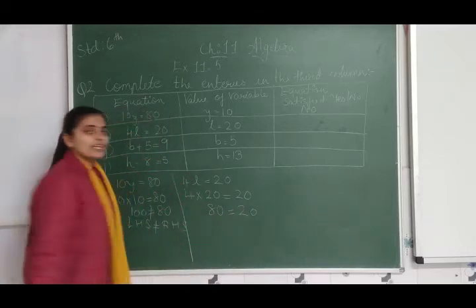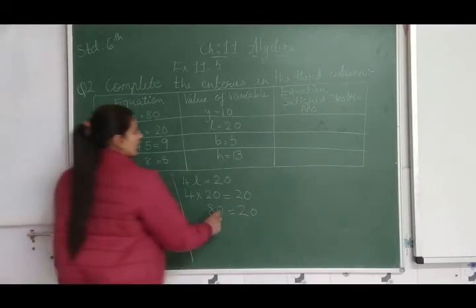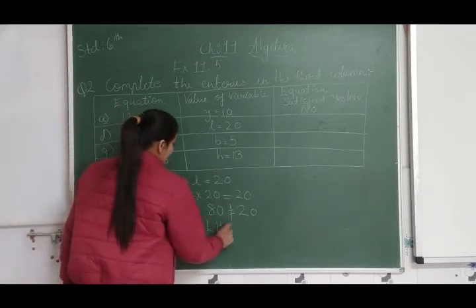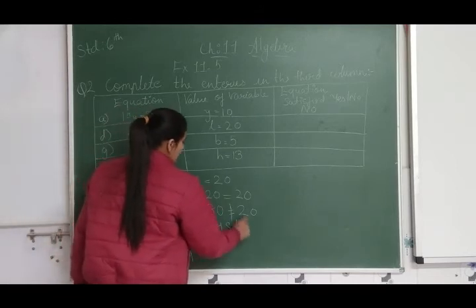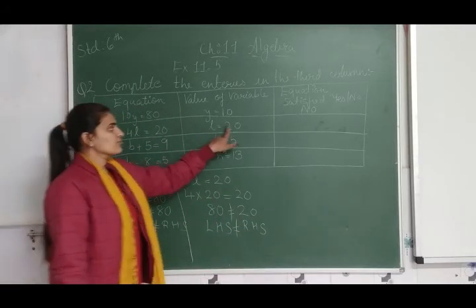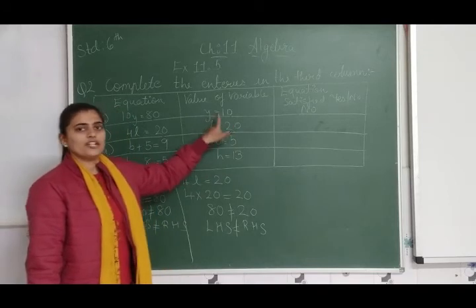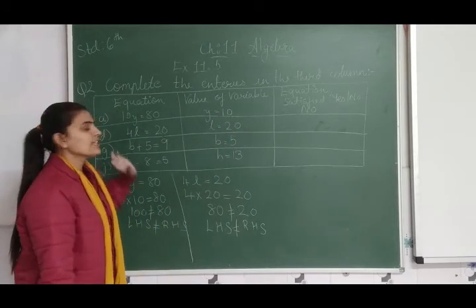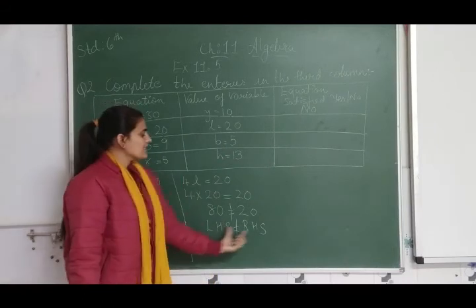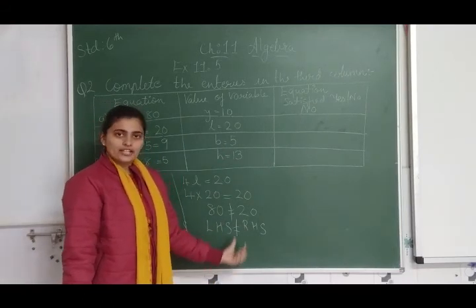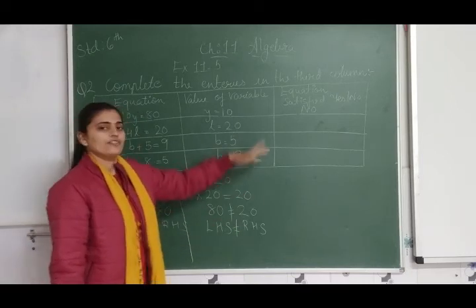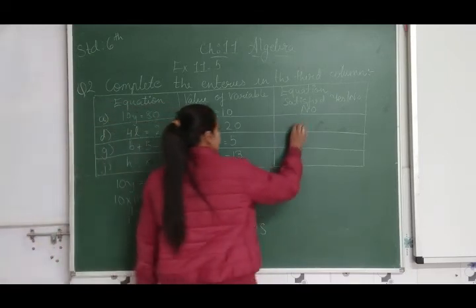Can 80 and 20 be equal? No. So 80 is not equal to 20. So LHS is not equal to RHS. So here if we take L equals 20, then this value is not satisfying this equation. So what will be the answer? No. If LHS and RHS are equal, then the answer will be yes. If they are not equal, then the answer will be no.